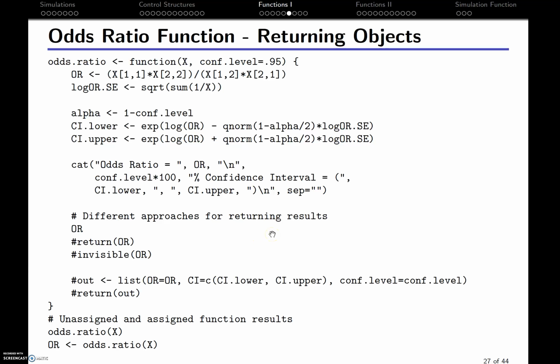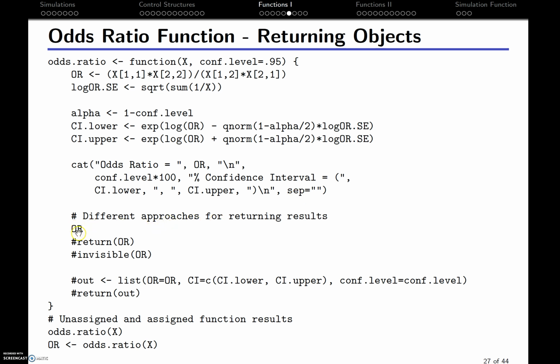All right, so now we're going to look at other ways we can return objects. If you recall, the first time we wrote this odds ratio function, we just returned this character string expression here that prints out the odds ratio and the confidence interval associated with it. But there are different ways to return objects.